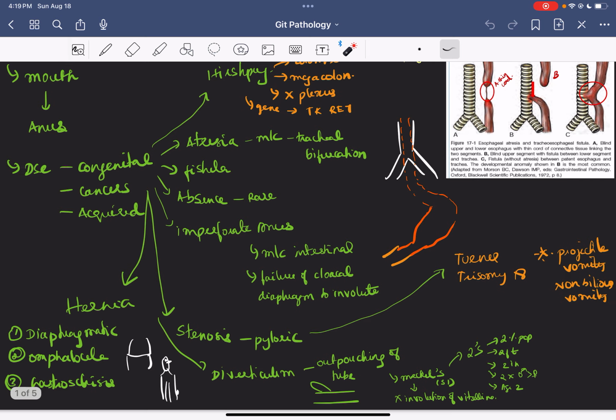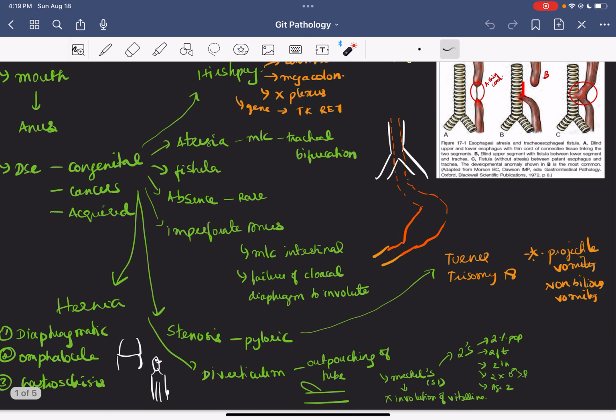If you talk about stenosis specifically, there is pyloric stenosis. You know the stomach, right? This is your esophagus, this is your stomach, and this is the pylorus part of the stomach. Usually stenosis is seen in the pyloric part of your stomach and usually seen in patients with Turner syndrome and trisomy 18, which is Edwards syndrome.